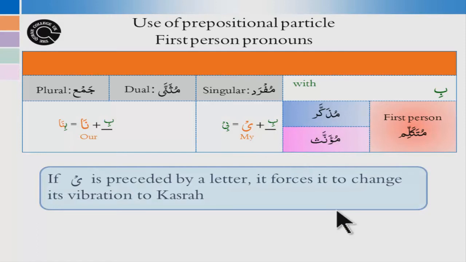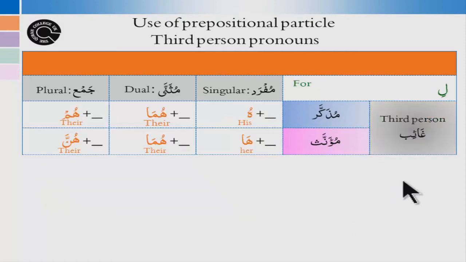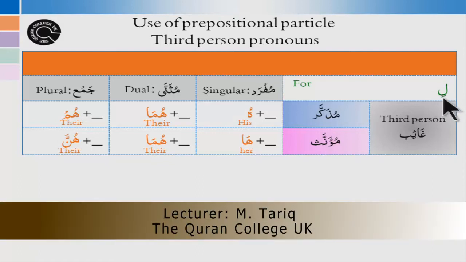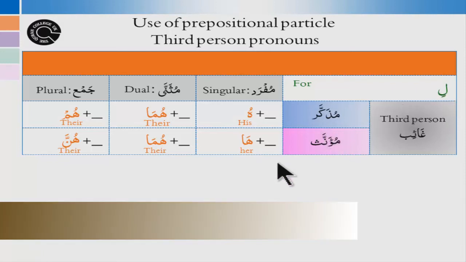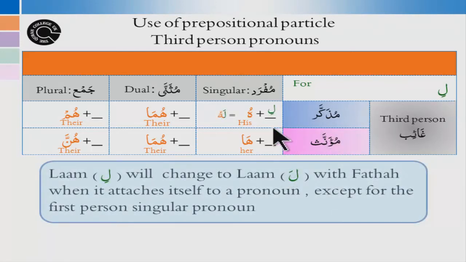Now let's apply another preposition particle on the table. Now we know that lam is with the kasra, but one thing you need to remember is that when lam is applied on the pronouns, then lam takes the fatha. So normally it will be lam with a kasra when it's applied on a noun, but when it's applied on a pronoun, this kasra would change to the fatha. So in this case, lam with a kasra would change to lam with a fatha. So it will be lahu, lahuma, lahum, and then laha, and lahuma, and lahunna.